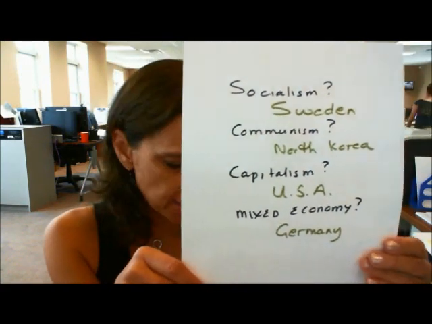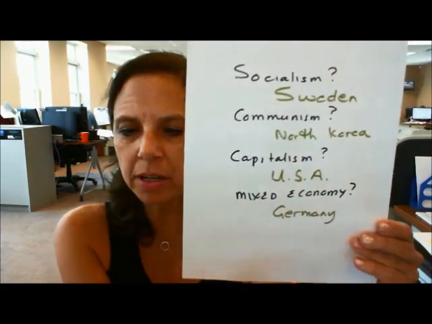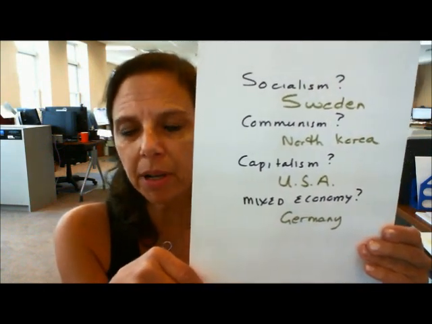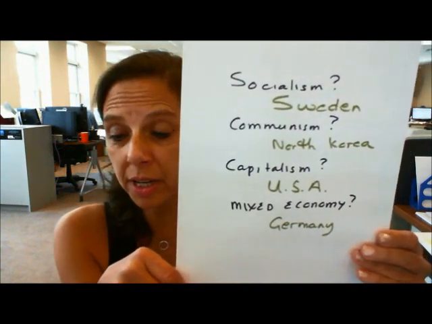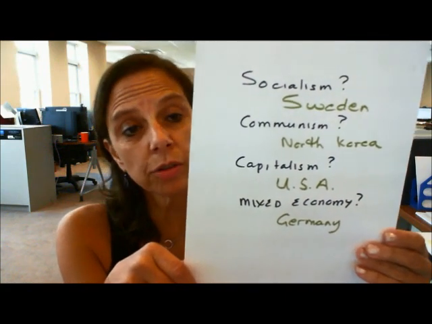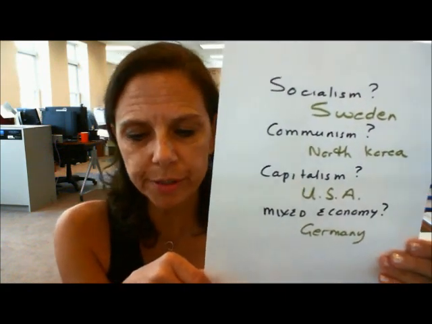Should we mix and match economic approaches? Well, Germany does just that. And even the United States is not a purely capitalistic system because we have a social safety net in the form of welfare and Medicaid for the impoverished and Social Security and Medicare for older folks.